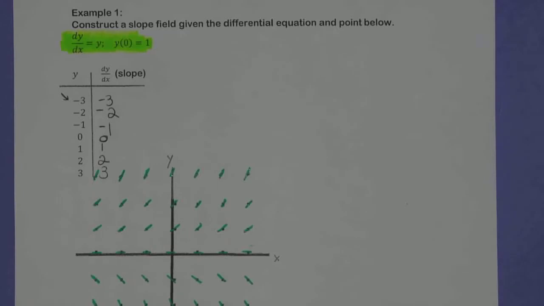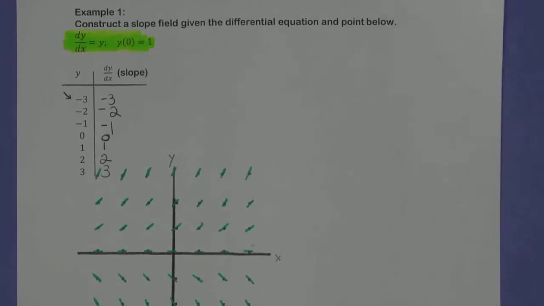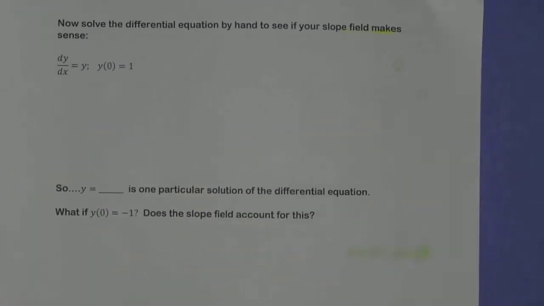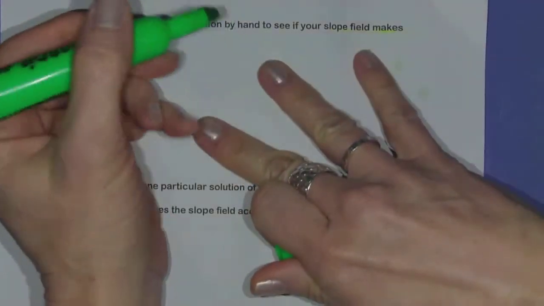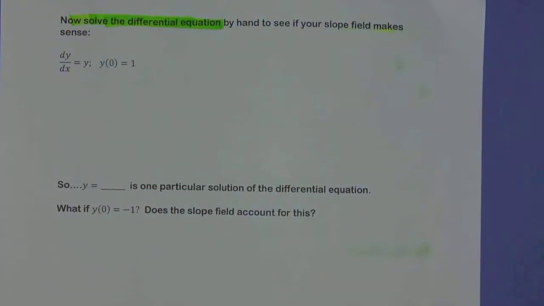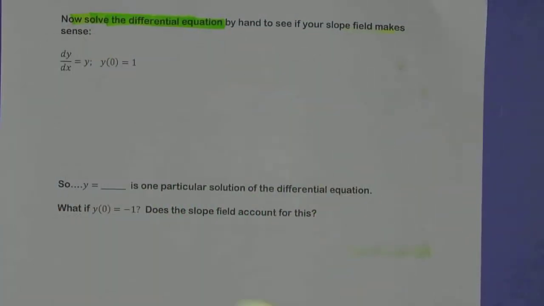Okay, so what do we do with it? Well, that's what we're going to see on the next page. So let's flip this over and continue on our merry way. So the next part says, now solve the differential equation. This is what we've been working on. Solve the differential equation by hand to see if your slope field makes sense.